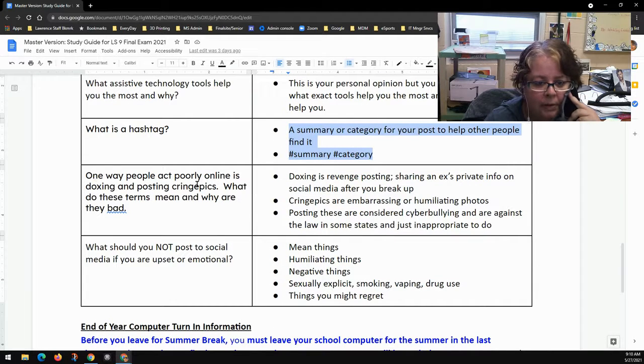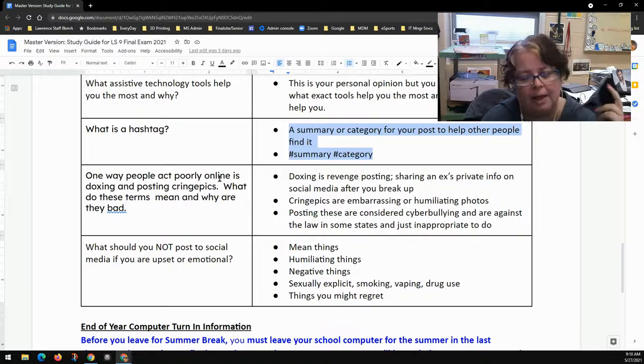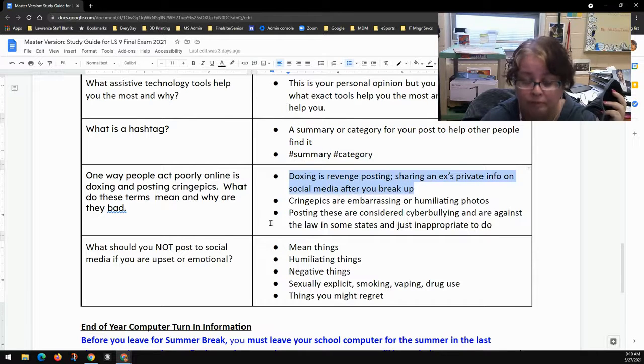One way people act poorly online is by doxing or posting cringe pics of people that they don't like anymore. What do these terms mean and why are they bad? So doxing is the revenge posting. You're sharing your ex's private information on social media after you break up, which could include sensitive pictures as well. That is against the law in most states. Cringe pics are embarrassing or humiliating photos.